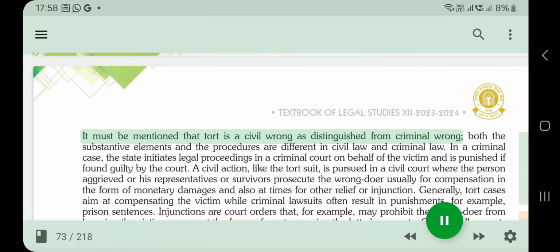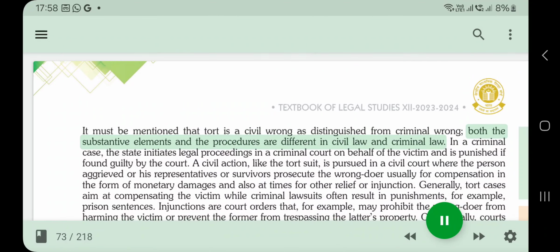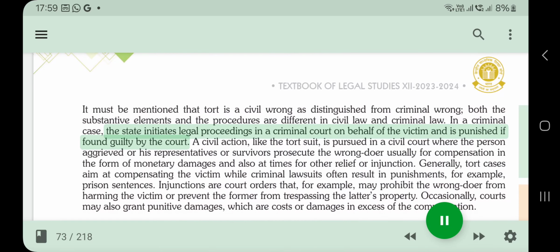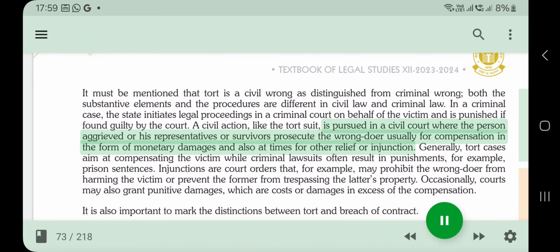It must be mentioned that tort is a civil wrong as distinguished from criminal wrong. Both the substantive elements and the procedures are different in civil law and criminal law. In a criminal case, the state initiates legal proceedings in a criminal court on behalf of the victim and the accused is punished if found guilty by the court. A civil action, like the tort suit, is pursued in a civil court where the person aggrieved or his representatives or survivors prosecute the wrongdoer, usually for compensation in the form of monetary damages and also at times for other relief or injunction.